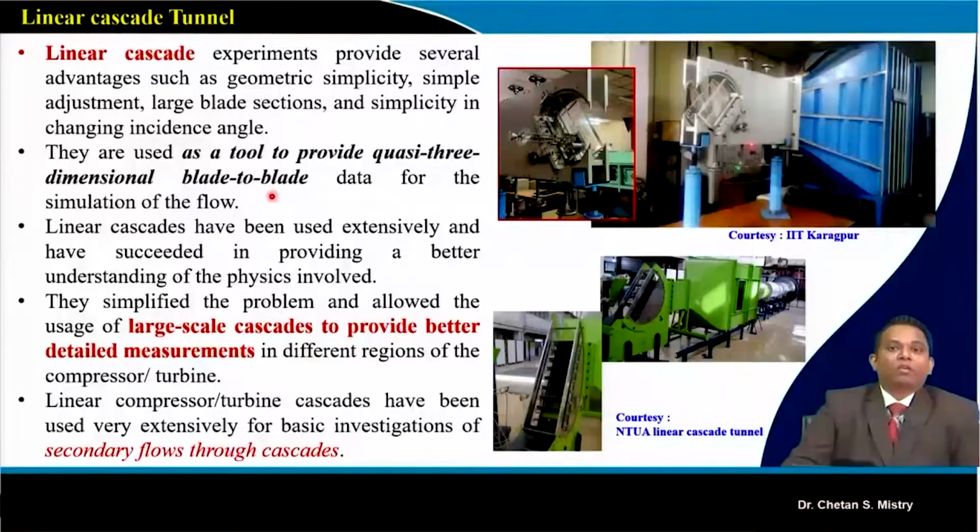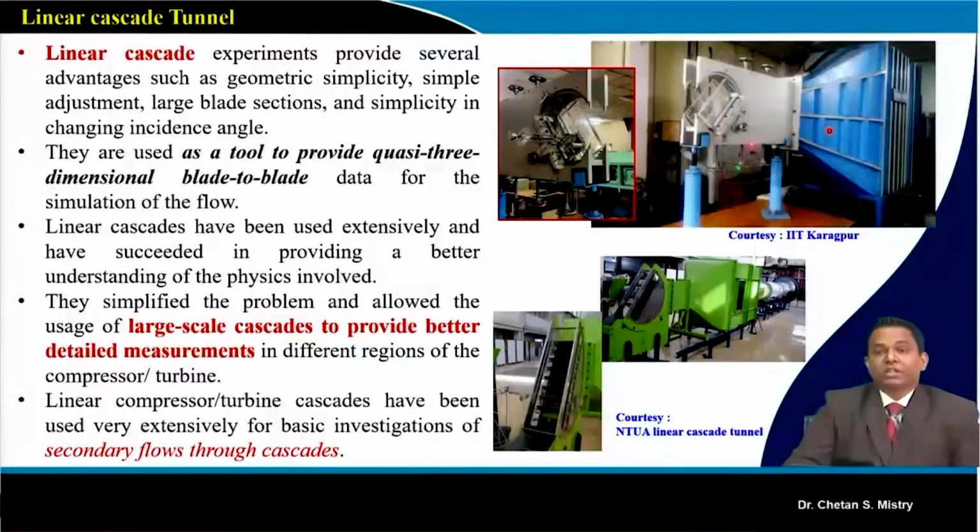Now many code development companies are looking for validation of their codes, and they are looking for dedicated data that is available from cascade tunnels. So this is providing a helping hand to them. This is also helpful in understanding what is happening, in the sense of flow physics, within the passage. Since we have a larger scale tunnel, we are able to do systematic measurement with available instrumentation, which is a benefit.